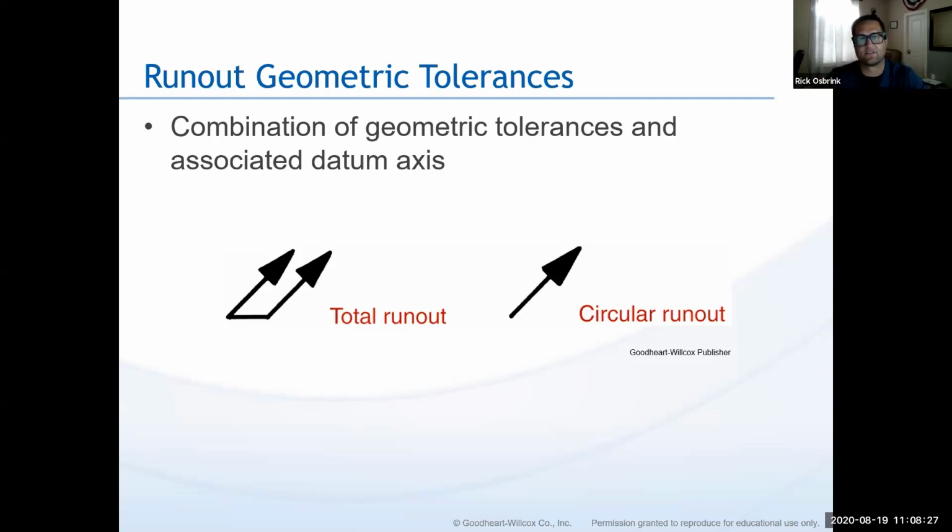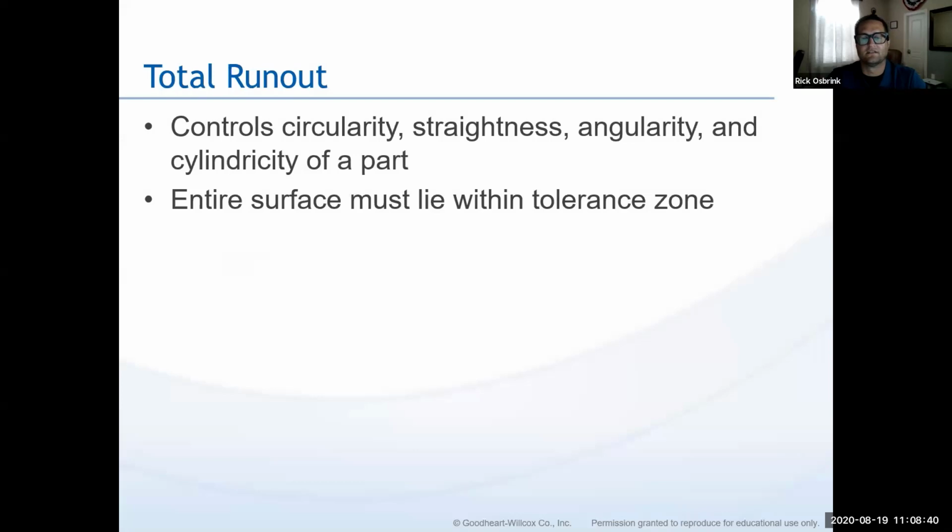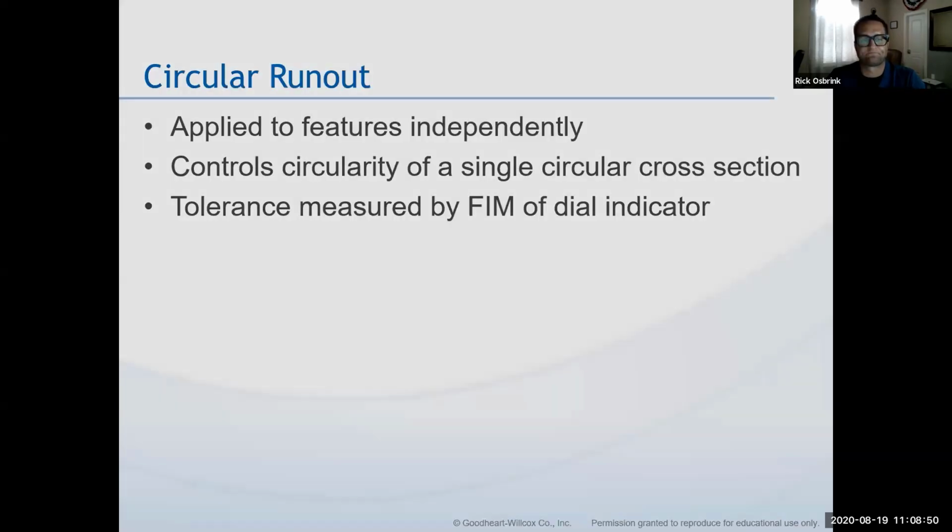And you'll see guys that'll say, oh, we measured total runout. I would venture to guess that they did not measure total runout. They measured circular runout in a couple different locations. So yeah, here the entire surface must lie within the tolerance zone for total runout, and we can't measure that effectively.